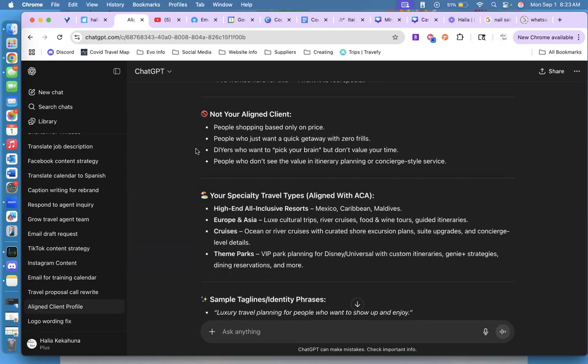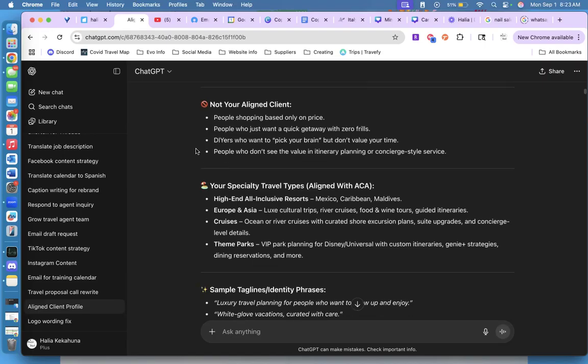My aligned client is not people shopping based only on price or people who just want a quick getaway with zero frills, DIYers who want to just pick my brain and don't value my time, right? We all have those, the window shoppers, right? Or people who don't see value in itinerary planning or concierge-style service. So that's what I'm not wanting to focus on, right?